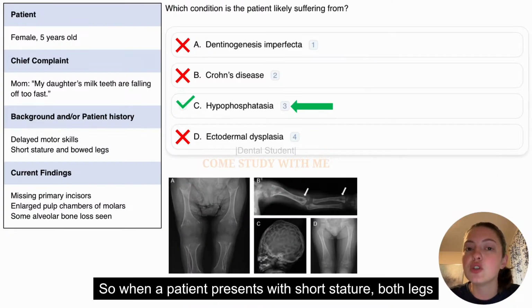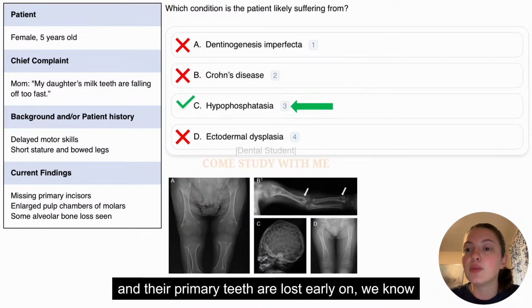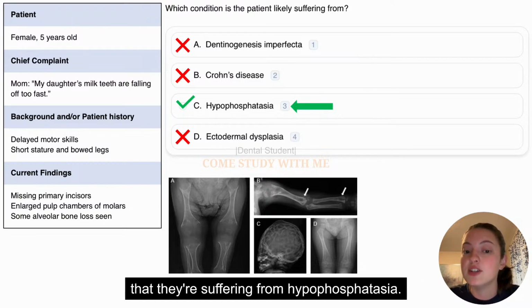So when a patient presents with short stature, bowed legs, and their primary teeth are lost early on, we know that they are suffering from hypophosphatasia.